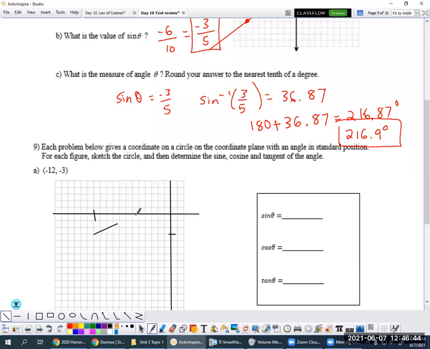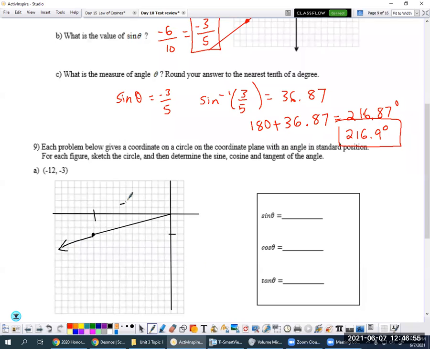All right, so there's my terminal ray. Okay, negative 12, negative 3. So what I need is the radius. And I also need to remember a couple things. I need to remember that sine of theta is y over r. Cosine of theta is x over r. Tangent of theta is y over x.